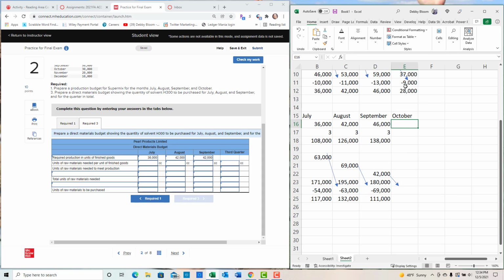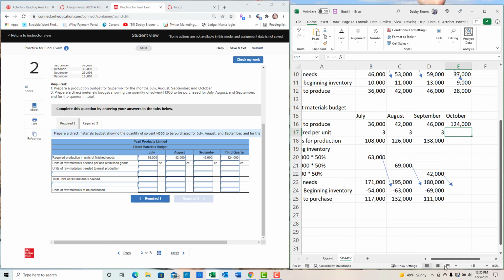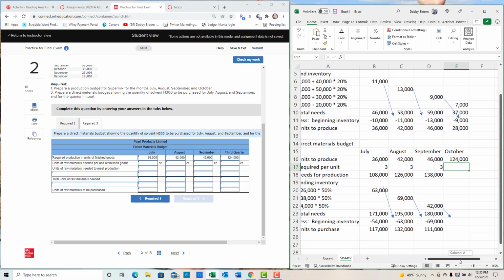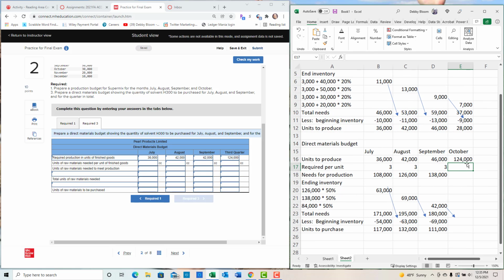I'm not going to need October anymore. So I'm going to add those three numbers, and I'm going to get a total for the third quarter of 124,000. Now I'm going to zoom out a little bit so you can see as I'm putting in the formulas. I'll change that now to total so we will not get confused. So once again, that number is just the sum of July, August, and September.